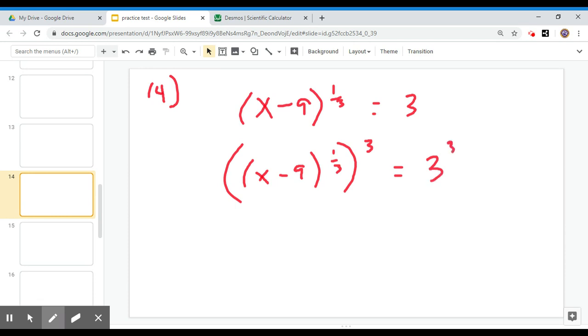So now these cancel out, and we're left with x minus 9 equals 3 cubed, which is 27. Then add 9 to both sides. X equals 36.